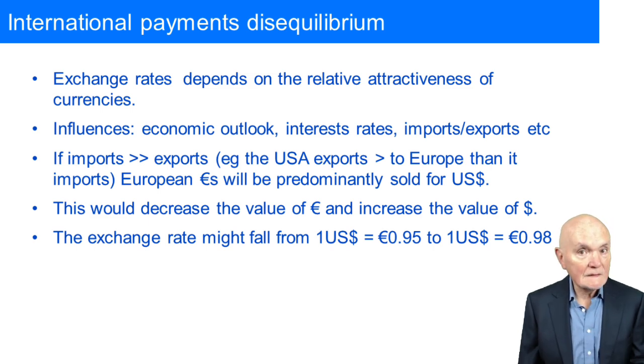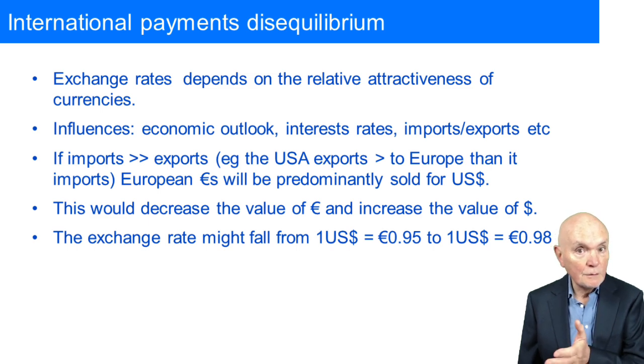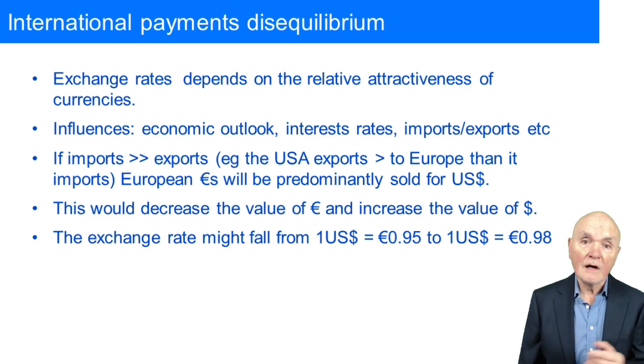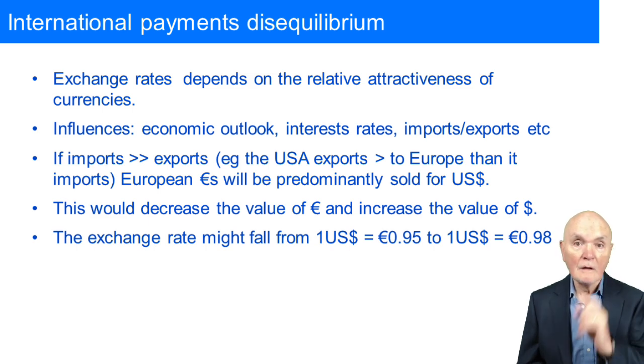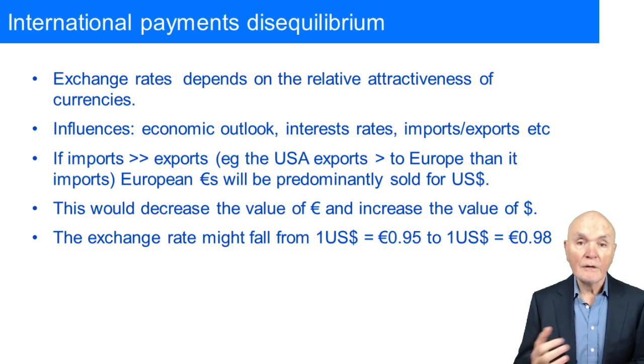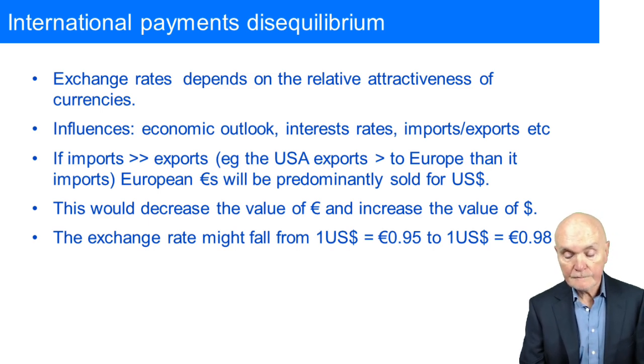That is a rise in the value of the dollar, because $1 now gets you 0.98 euros instead of 0.95 euros. It is a fall in the value of the euro, because now to buy $1, it's going to take 0.98 euros instead of 0.95 euros.